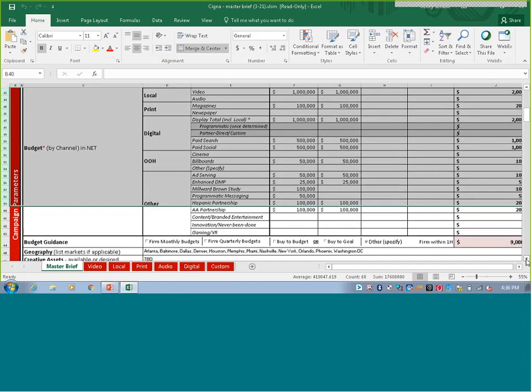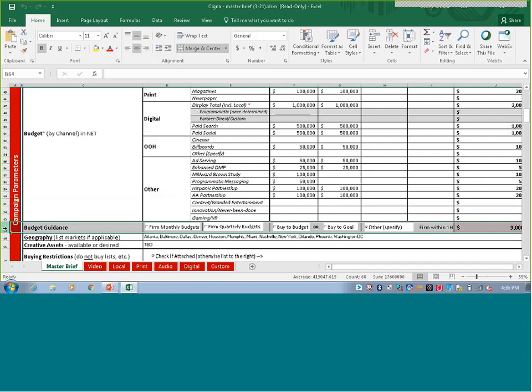Then there are some questions below here in terms of the budget guidance, which are really important. As a strategy lead, we need to make sure we communicate any restrictions or general guidance on how firm or not firm our budgets are by month or by quarter. In our case, for Cigna, the firm budgets actually come by first half and second half. So we would just make, again, an adjustment to this and acknowledge that.